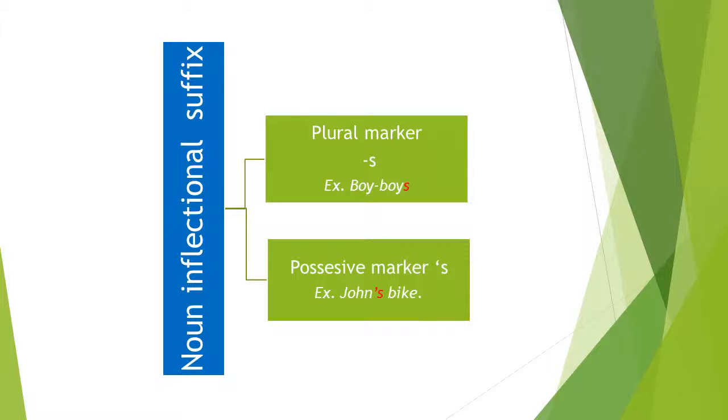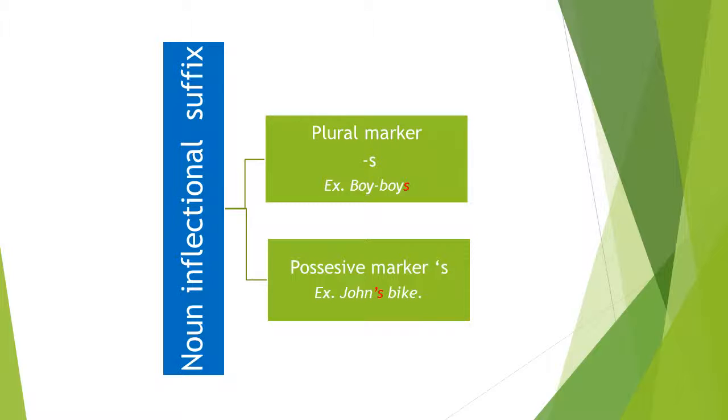inflectional morphemes are affixes attached to nouns, adjectives, and verbs, changing their number, degree of comparison, and tense, but not the lexical category. In English, inflectional morphemes are suffixes, so they're at the end of the word. Some examples of the noun inflectional suffixes are the plural marker, s. So, for example, the word boy with an s at the end becomes boys. And you see the category is the same.